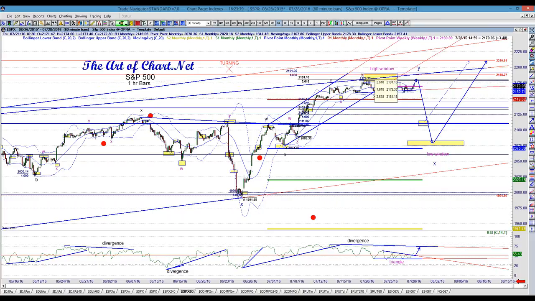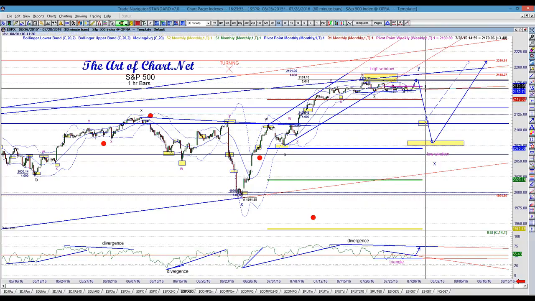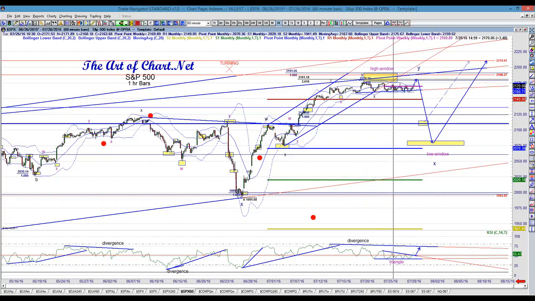Now, did it finish here at this, roughly 76s? Did it finish there? Maybe it did. It could have, okay? But what tells me that it did not is this structure, okay? This structure, let me just delete this. What tells me that we haven't finished to the upside is this structure. This is a triangle. You can see it pretty clearly here. I'll show it to you on the E-mini.